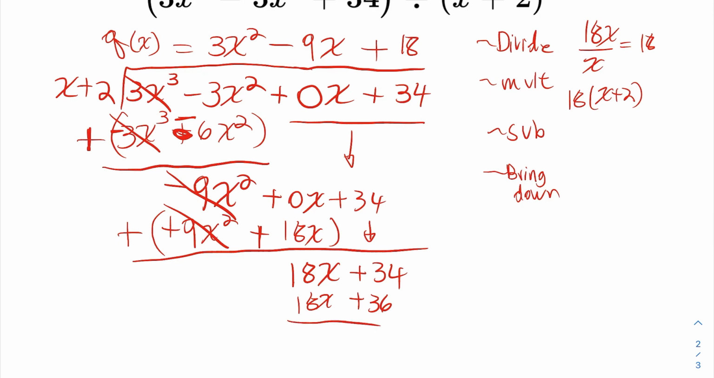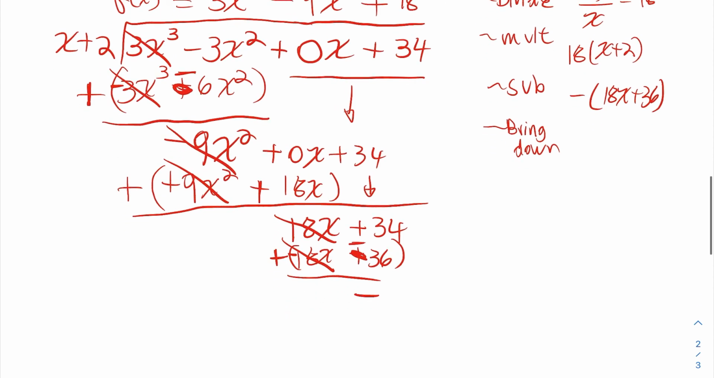Then I'm going to do the subtract step. I'm subtracting 18x plus 36. So I'm subtracting this whole thing, which means this needs to change to negative, and so does this. And then I can just add and combine like terms, in which case these should cancel, positive 18x and negative 18x. And then 34 minus 36 is negative 2. This is my remainder.